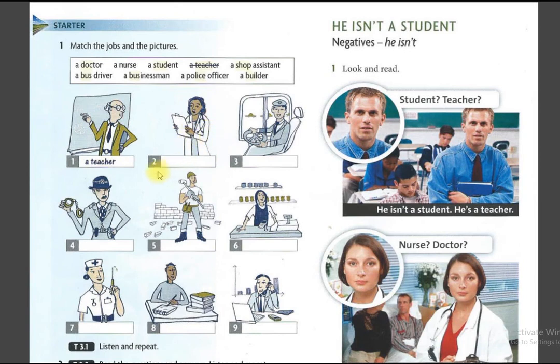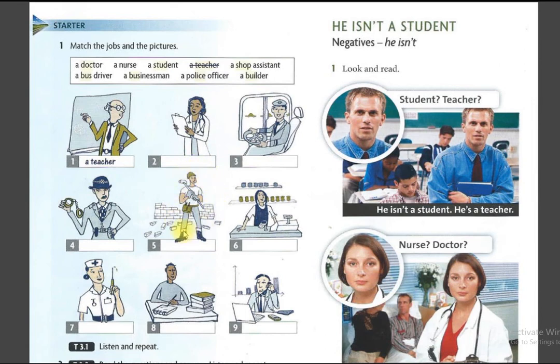So, a doctor. Number three, what is he doing? He's driving. And through his costume, his uniform, you can find out that he is a bus driver. The fourth one, again, look at the uniform. She is a police officer, right? A police officer.